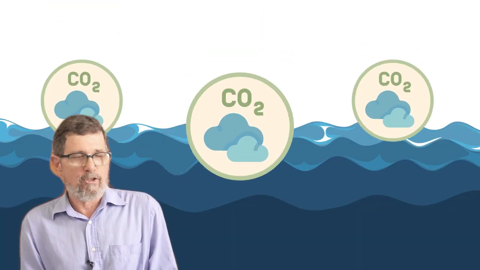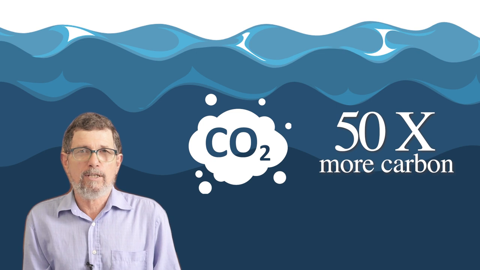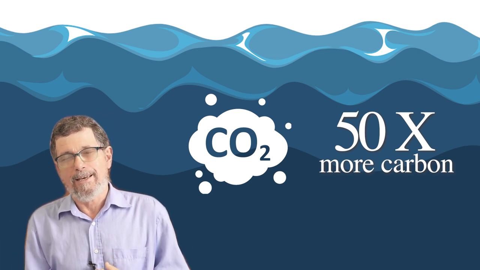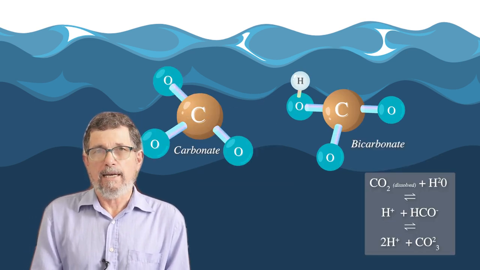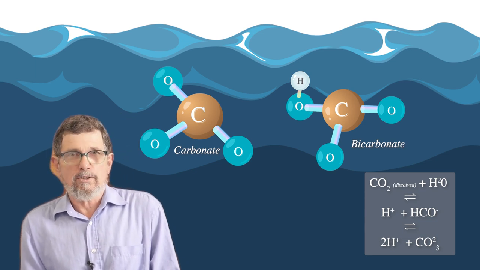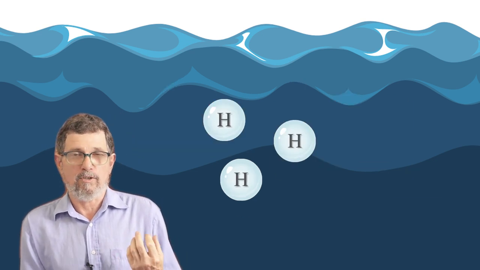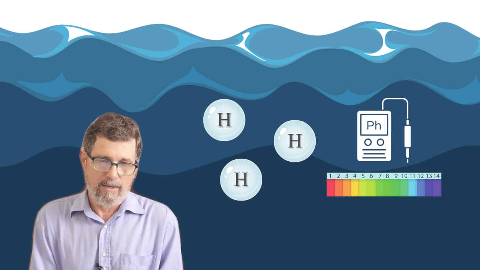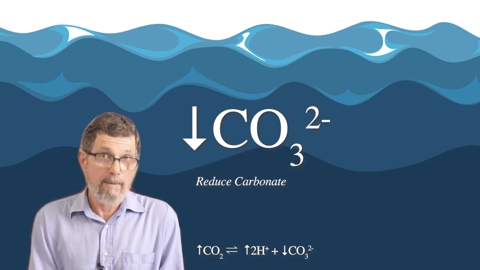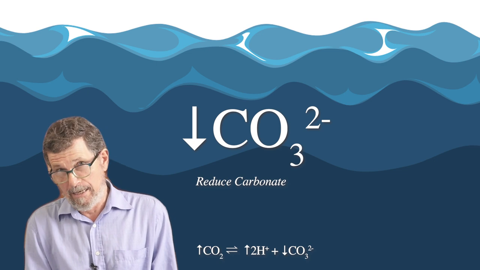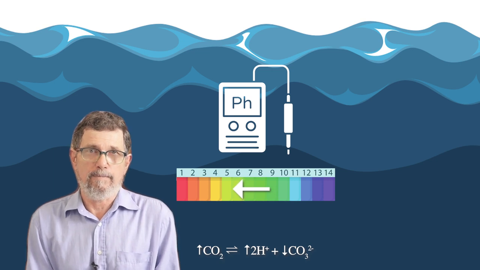It turns out there's a massive exchange of carbon dioxide between the atmosphere and the ocean, and there's roughly 50 times more carbon dissolved in the ocean than there is in the atmosphere. Carbon dioxide dissolves to form the bicarbonate and the carbonate ions, but when it does that, it also liberates hydrogen ions, and this is important because the hydrogen ion concentration determines the pH, or the acidity, of the ocean. It turns out that a high carbon dioxide concentration will reduce the carbonate concentrations and increase the hydrogen ion concentration, thus reducing the pH. And this is where the worry comes in.